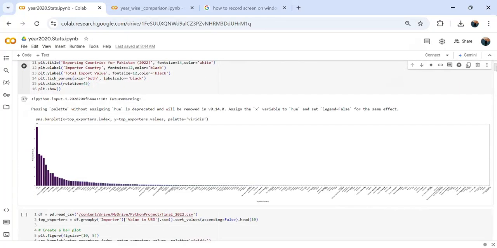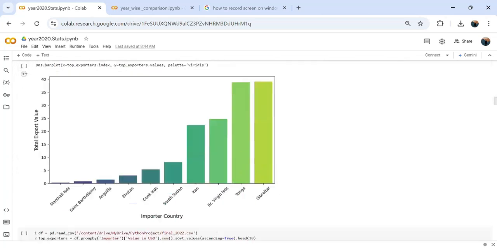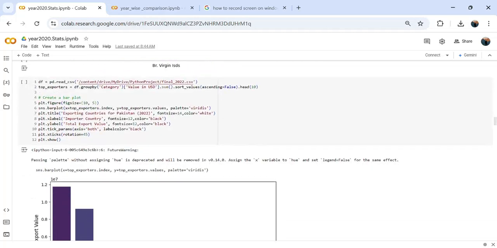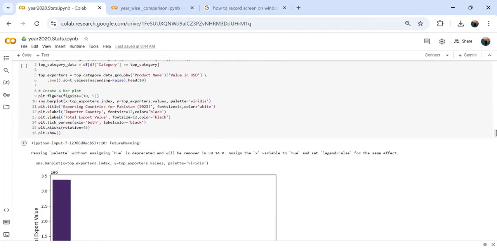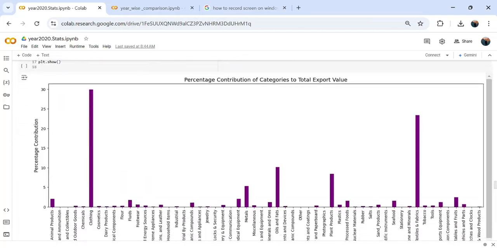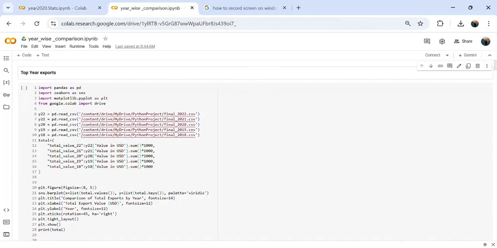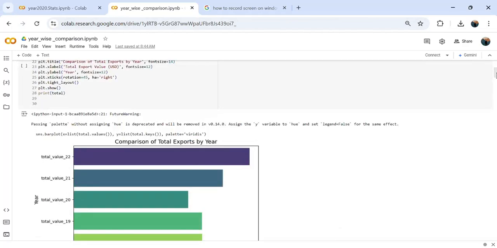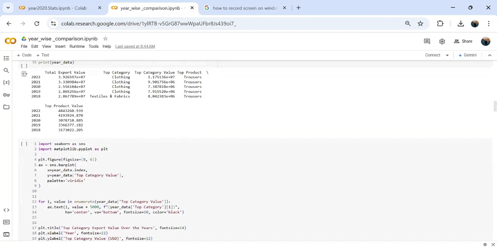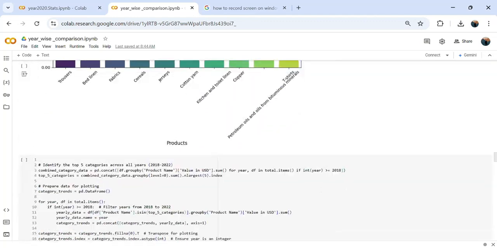Okay, here you can see all the code of the statistical analysis which I performed on my data. Here are the top countries. Here are the top 10 countries, the percentages of the top 10 countries, the bottommost countries, the percentages of the bottommost countries, and so on. You can see the code and the results of that code in the statistical analysis and the graphs. Okay, and here is the year-wise comparison of all the 5 years. These are the top 5 years, and these are the percentages involved in every year, and the top categories of every year, and so on.